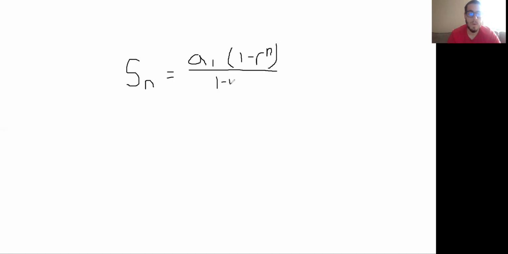Now this is when you're looking for the nth partial sum. This is not for an infinite series. This is for a limited number of terms, like the first 8 terms, or from this term to that term. So in this case, we are looking at this sequence here, which is 2, -6, 18, -54, etc.